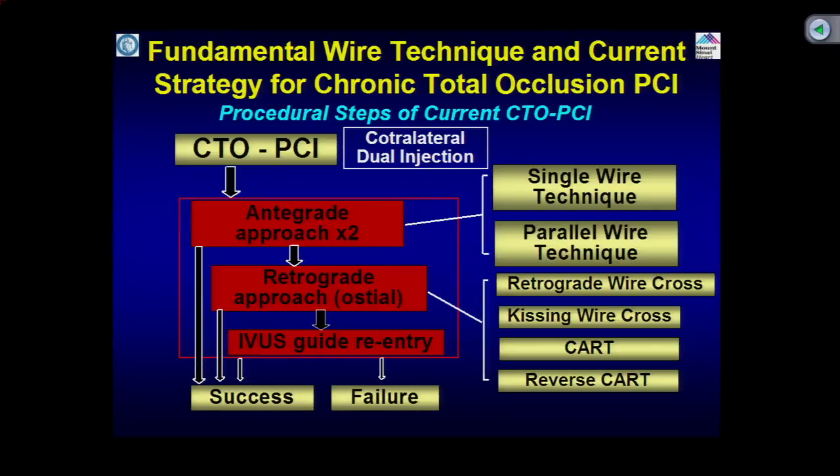Then lastly, just so that we are ready for it, the fundamental wire technique and the current strategy for CTO, procedural steps: 1, contralateral dual injection CTO PCI, tried antegrade approach once or twice, single wire, parallel wire, and then if that fails, you go to retrograde. Could be a retrograde wire, the kissing wire, the CART or reverse CART. Some people do believe in IVUS, which we have not used. And of course, the idea is there you go and the success, and then only you get to the re-entry, as you mentioned. So with that note, Anu, it's all yours.